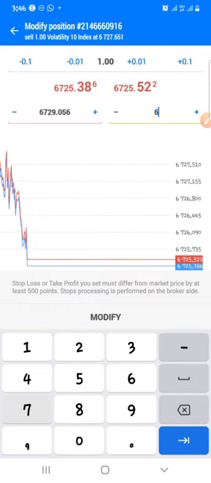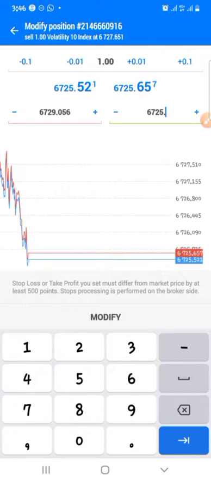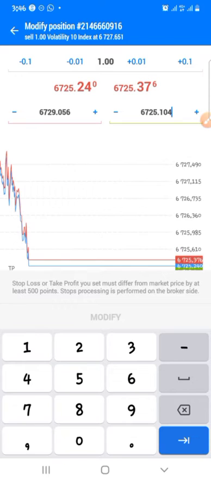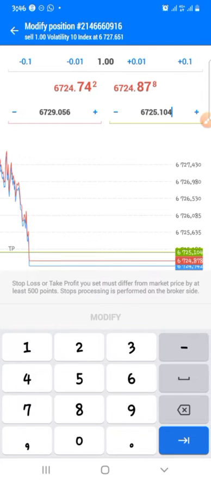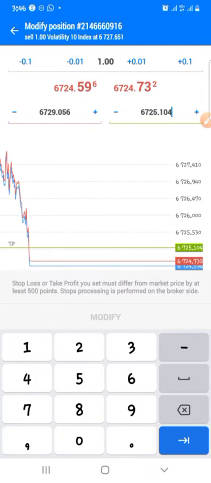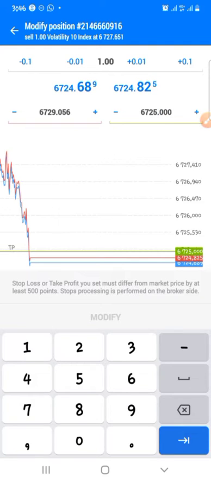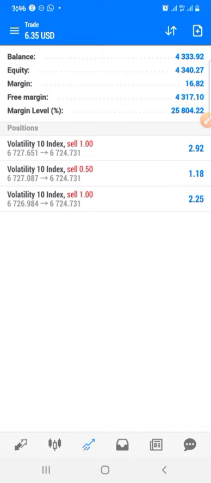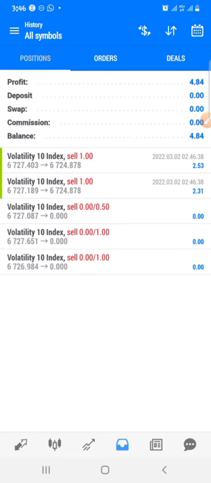And mind you, after setting your stop loss, that's not just the end. You also have to remember, wow, TP has been hit. While I'm sitting here, TP has been hit.